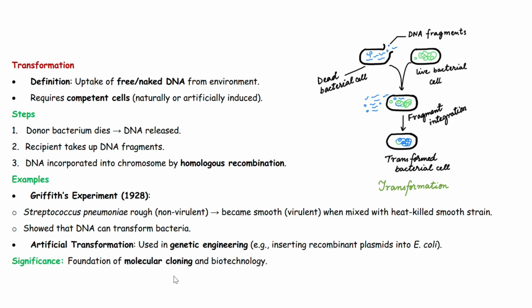A classic example of this is Griffith's experiment with Streptococcus pneumoniae. He showed that harmless bacteria could become deadly after taking up DNA from heat-killed virulent strains. This simple experiment proved that DNA is the material of inheritance. In modern science, transformation has become one of the most powerful tools in biotechnology. For example, scientists routinely use artificial transformation to insert recombinant plasmids into E. coli to produce insulin and other important proteins.